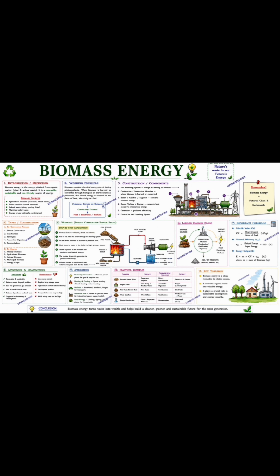Step-by-step explanation. Step 1. Biomass fuel is collected, dried, and stored. Step 2. Fuel is fed into the boiler through the feeding system. Step 3. In the boiler, biomass is burned to produce heat. Step 4. Heat converts water in the boiler into high-pressure steam. Step 5. Steam expands in the turbine and produces mechanical energy. Step 6. The turbine drives the generator to produce electricity. Step 7. Exhaust steam is condensed and water is recycled back to the boiler.